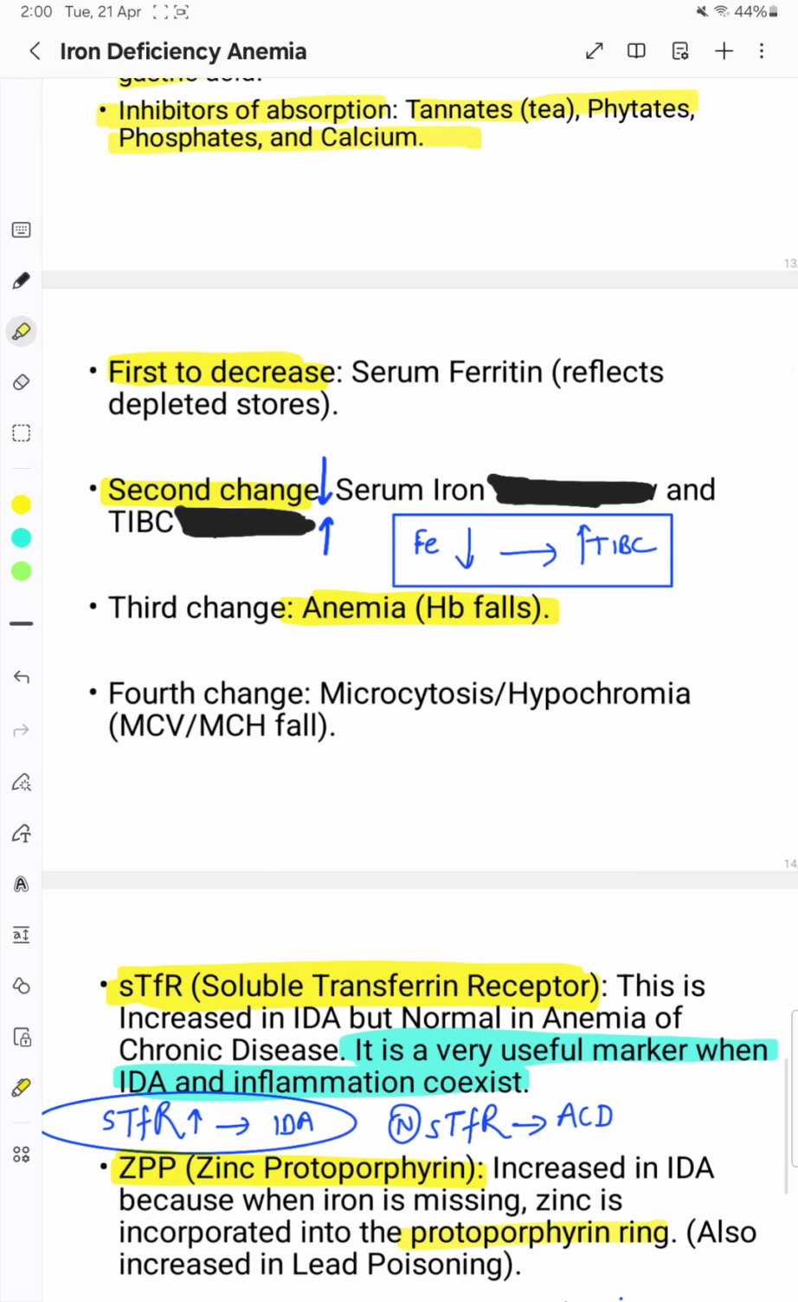First to decrease in iron deficiency anemia is serum ferritin due to decreased iron store. Second is serum iron level and increased total iron binding capacity. Third change is anemia due to decrease in hemoglobin level, and fourth change is microcytosis and hypochromic condition.